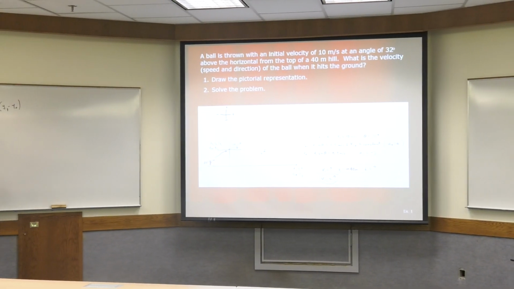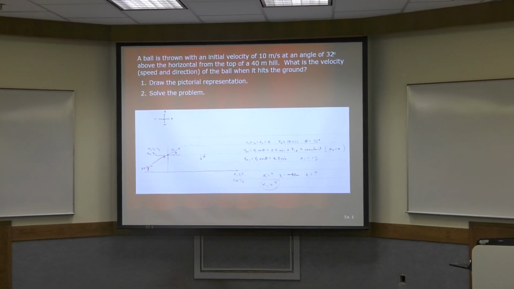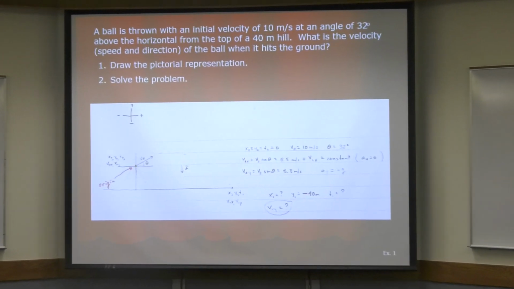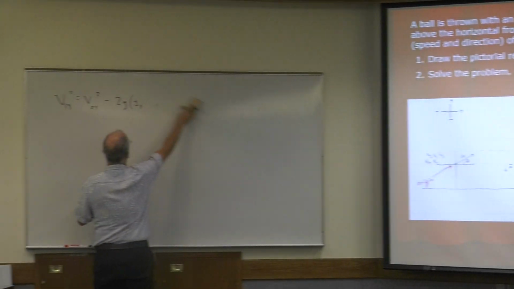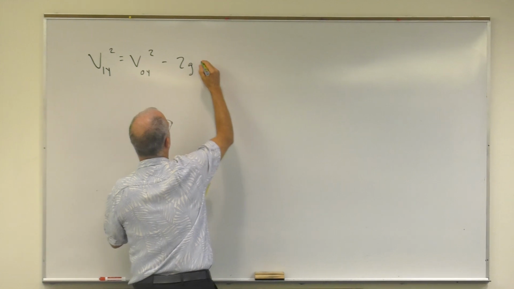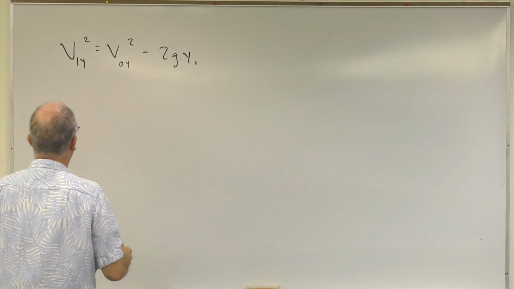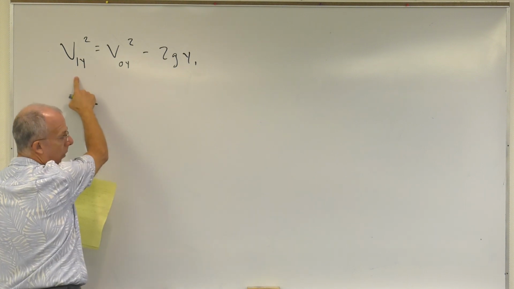Now, what is y0? It's 0. So we can forget about that. I guess we don't really need the parentheses. All right, so that's what we have. All right, so we want v1y.